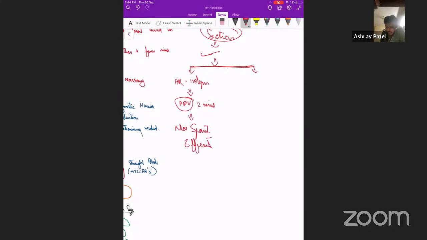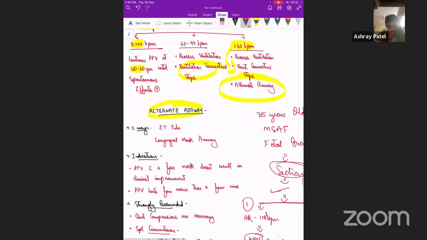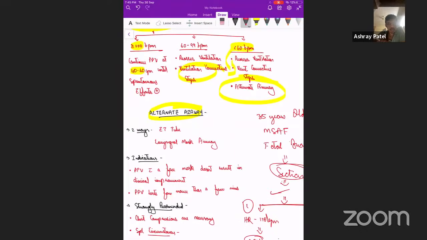Next case scenario was even after giving effective positive pressure ventilation, heart rate was still 25 beats per minute. So how do we proceed in these two case scenarios? This is the first case scenario. This is the second case scenario. Okay, one of the doubts: after second positive pressure ventilation, after 15 seconds, if heart rate is increasing, what to do? So that only, you continue positive pressure ventilation until spontaneous efforts come back, Komal. Okay, I hope you understood.